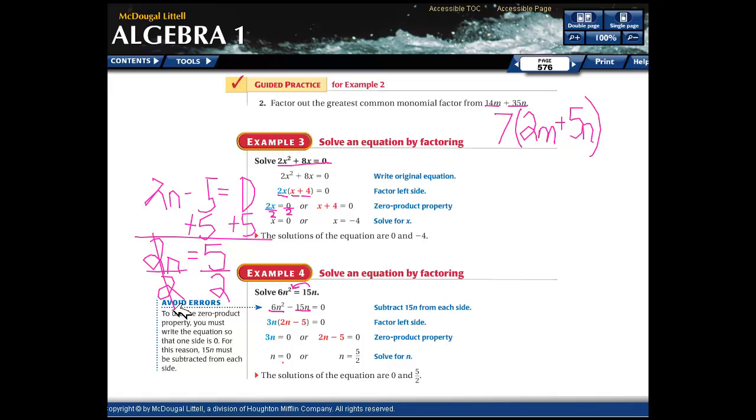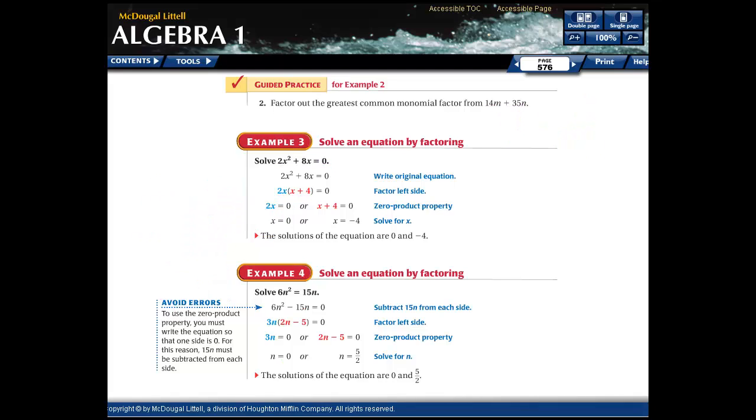So n is equal to 5 over 2, and it is perfectly fine to have a fraction. I wouldn't even waste my time changing that to a mixed number. I would just leave it as an improper fraction. So my answers are 0 and 5 over 2. So there are a few practice problems on the next page, so let's look at that, and then this lesson should be wrapped up.